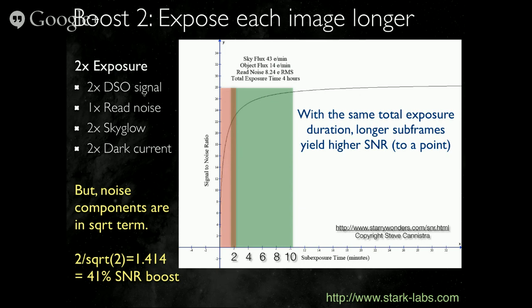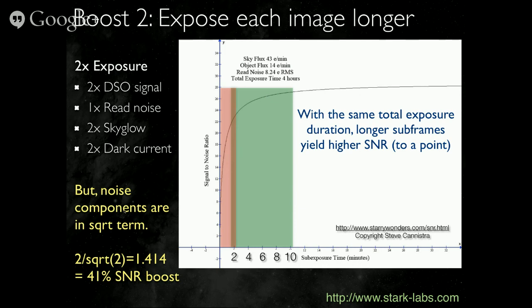Well, if you double the exposure here, you're getting 2 times as many photons from your deep space object. That's good. You've doubled the DSO signal. You still get one element of the read noise, instead of 2 of them. You get twice your sky glow, and you get twice your dark current.